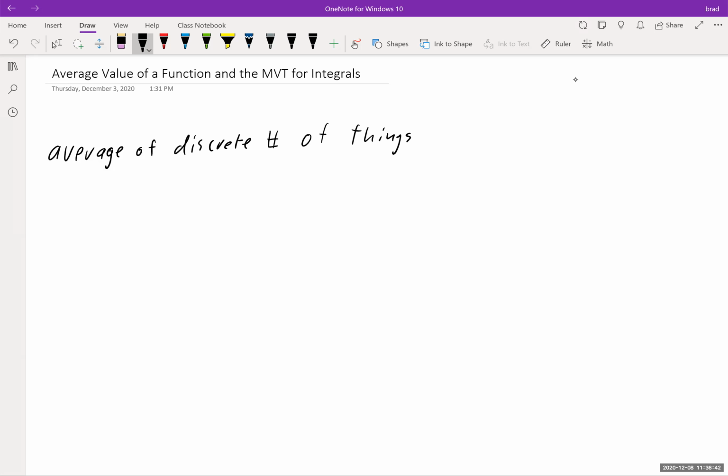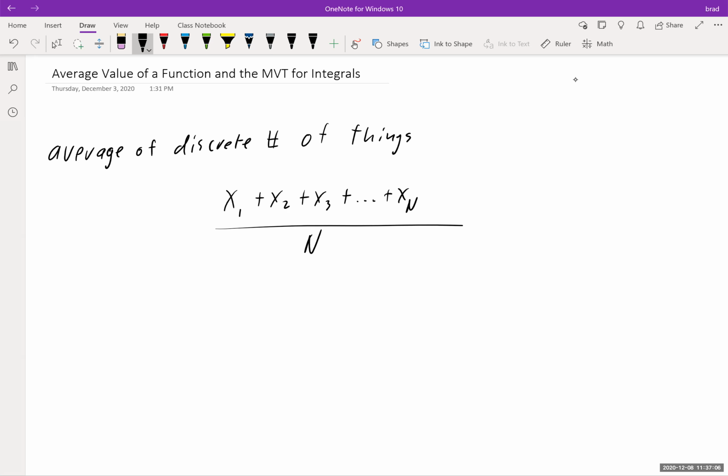We would just say that we could do x sub 1 plus x sub 2 plus x sub 3 plus so on and so on, all the way up to x sub n, a discrete number of things. And then we would divide that by n, however many there were. And that's our old-fashioned way to find average, okay?